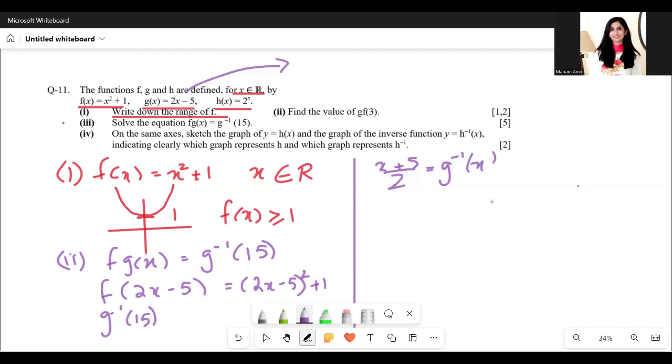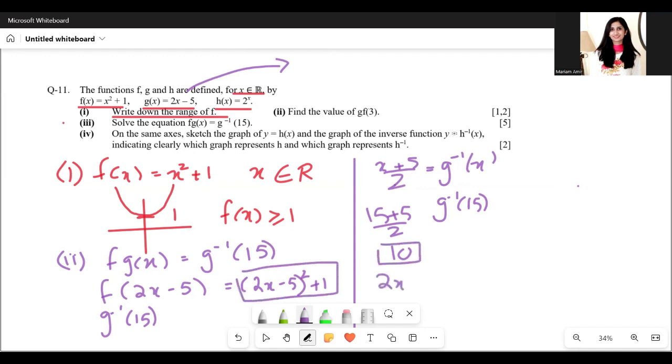Okay, so g inverse of 15 is going to be 15 plus 5 over 2, which is 20 over 2, which is 10. So now we're going to equate this with 10. So (2x minus 5) whole squared plus 1 is equal to 10.